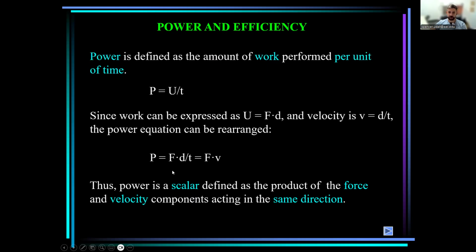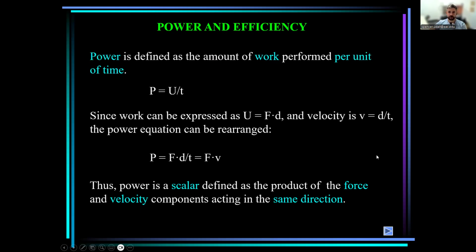So power is a scalar, just like the work was defined as the product of the force and the velocity when they're acting in the same direction. We might need to make that force into a component that's acting in the same direction as velocity. We know how to do that.